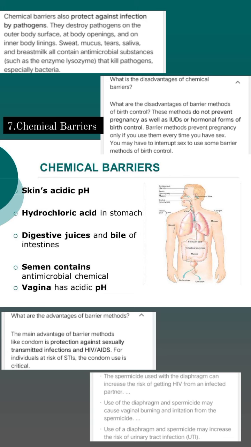Use of the diaphragm and spermicide may cause vaginal burning and irritation from the spermicide. Use of a diaphragm and spermicide may increase the risk of urinary tract infection (UTI).